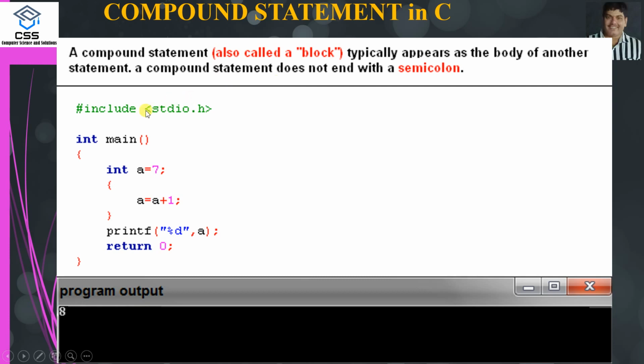Remember, the block which is present within the two curly brackets is known as your compound statement, and you remember that a compound statement does not end with a semicolon, because we are starting a curly bracket and ending a curly bracket, that is not ended with a semicolon. Integer a equal to 7, we can, like this, start and end a block.